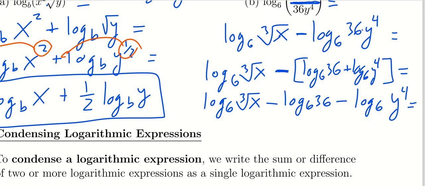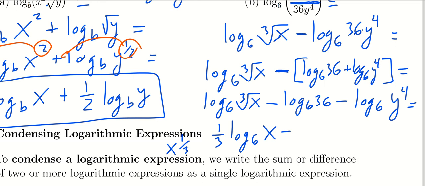Log base 6 of the cube root of x. Recall that the cube root of x is the same thing as x to the 1/3 power. So we can bring that power down out in front of the log using the power rule for logs. This would become 1/3 log base 6 of x minus this term in the middle, log base 6 of 36.